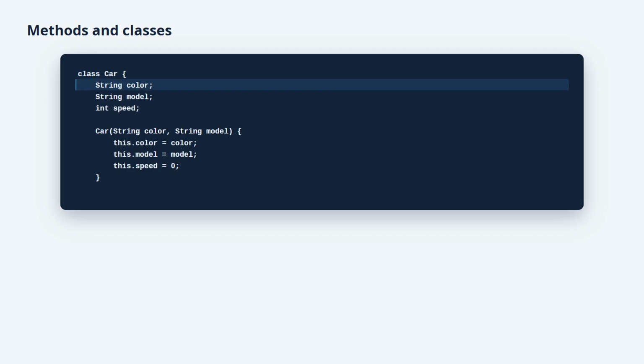Now, let's talk about methods. A method is a block of code that performs a specific task. In our Car class, we might define a method called accelerate that increases the car's speed. Here's how it looks in code. We define the method with a name, followed by parentheses for parameters, and then curly braces for the code that runs when the method is called. This structure is crucial for organizing your code, allowing you to create reusable components. Now, let's see how to create a simple class and define methods in it. Get your code editor ready.